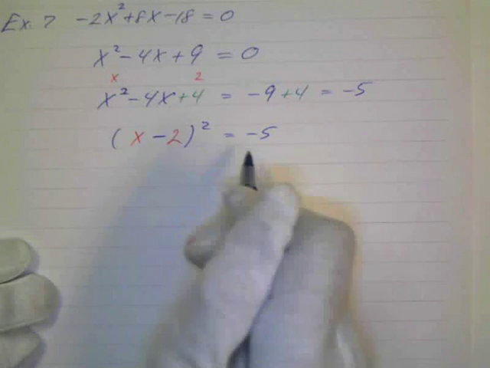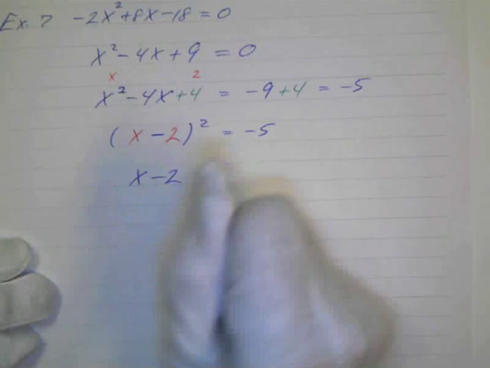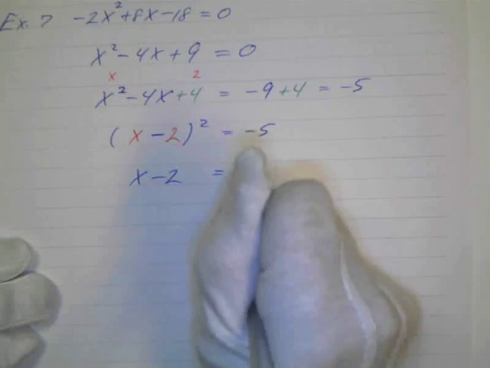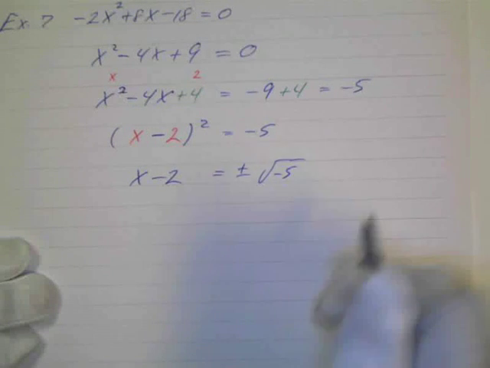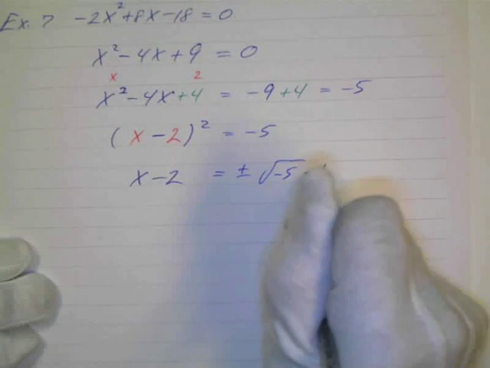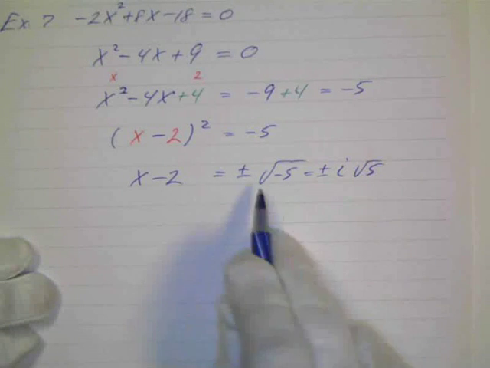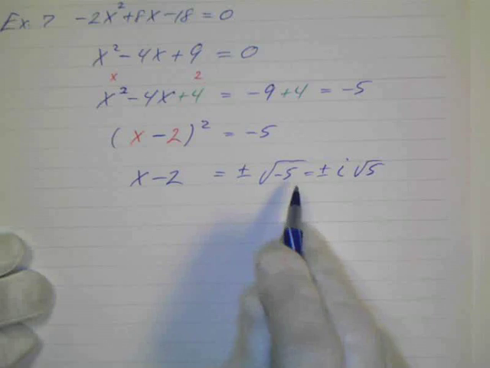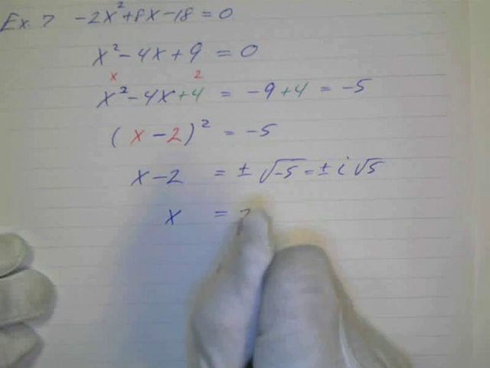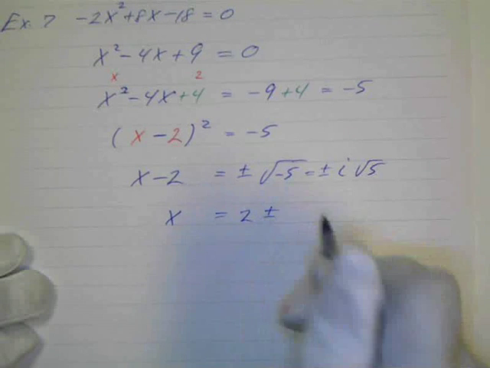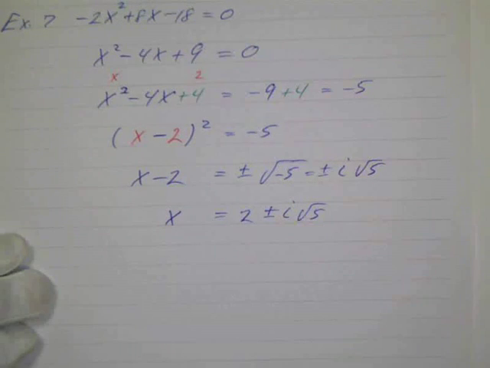So we know that if x minus 2 squared equals -5, x minus 2 equals plus or minus the square root of -5. And remember, we take out that i, so it's going to be plus or minus i times the square root of 5. We always take out the i's. And then if I add 2 to both sides, I have x equals 2 plus or minus i times the square root of 5.